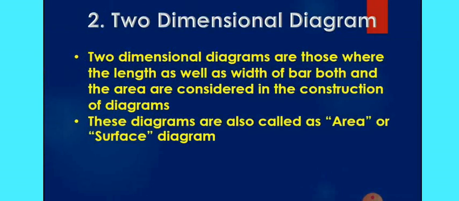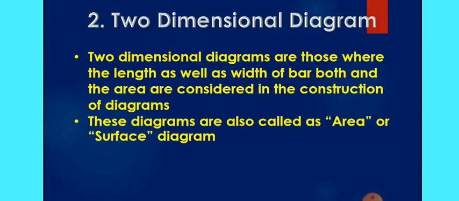Now, one dimensional is over. Now we move to second dimensional diagram. So what is second dimensional diagram? In one dimension only one variable we use, that is one dimensional. Here two dimensional diagrams are those where the length as well as width of the bar, both the area, are considered in the construction of diagrams.